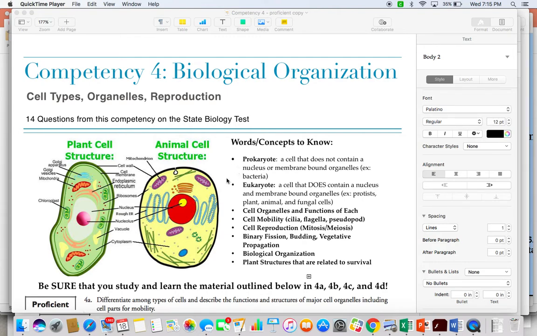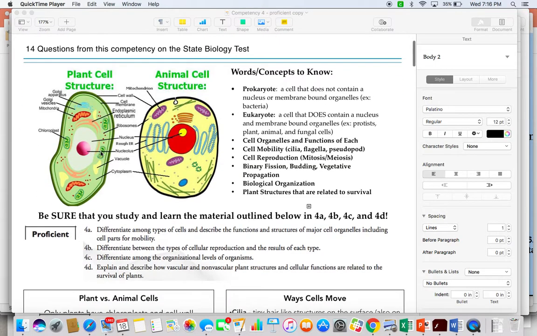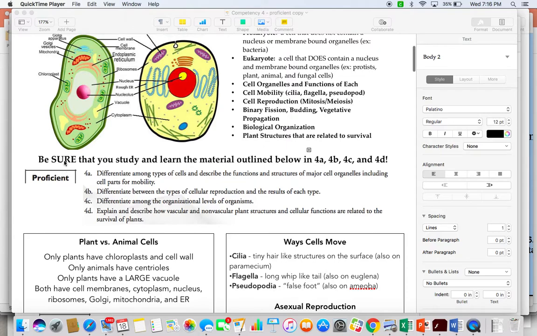Okay, so today we're going to look at Competency 4 and what you need to learn to score proficient in this competency, which deals with cells, their organelles, and their functions, and reproduction. This is a big competency, and there are 14 questions on the state biology test from this section. So if we look at our PLDs, which you see right here, this tells us what we need to study in order to score proficient.